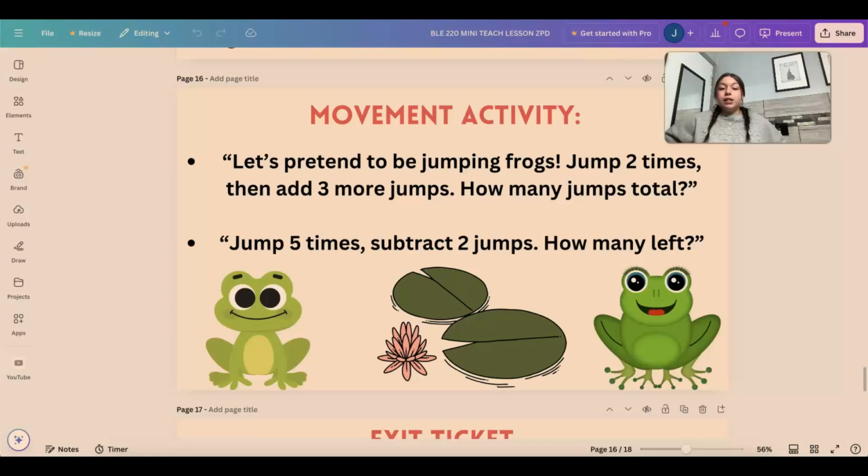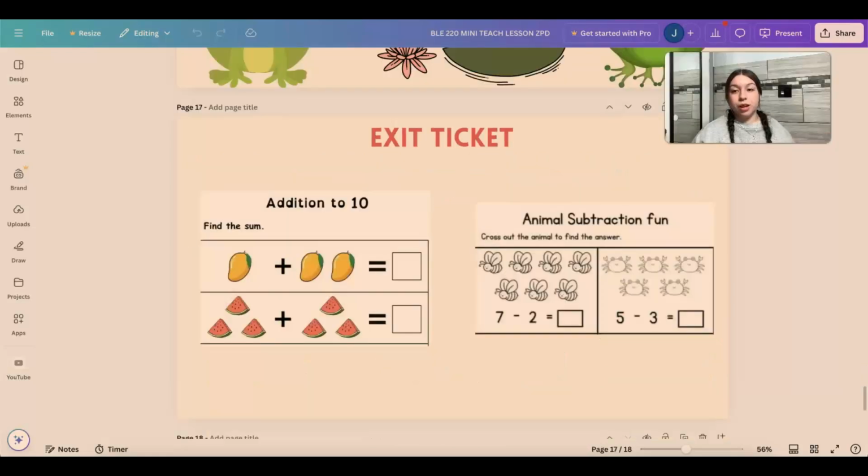All right, my froggies, let's go back and return to our seats to get started with our exit ticket. Perfect. Walking feet, thank you. All right, class, let's get settled in to our seats. All right, so I want everyone to take a look up at the projector. We are getting ready to do our exit ticket of the lesson.